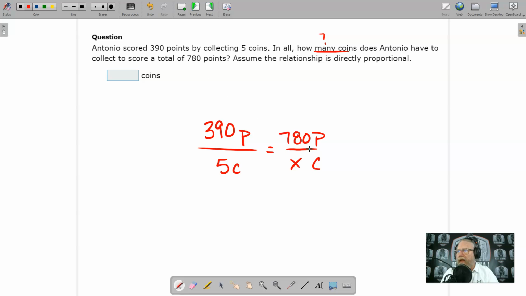780. So 390 times x is 390x. And 5 times 780 is going to be 3,900. And then if we divide both sides by 390, we should get 10. Indeed we do. So in this case, Antonio needs 10 coins.